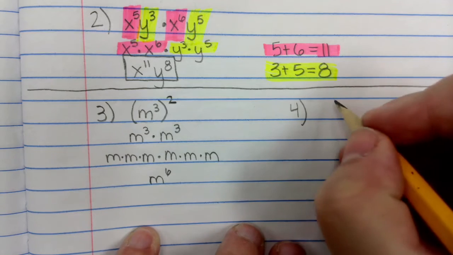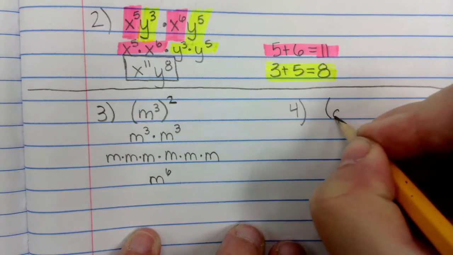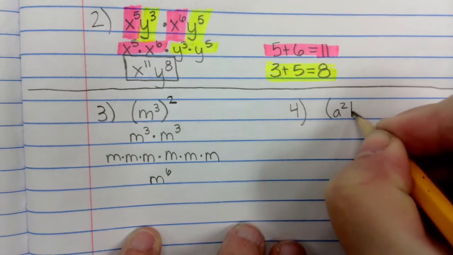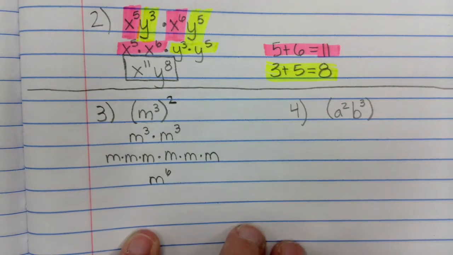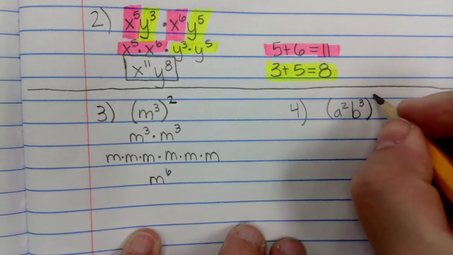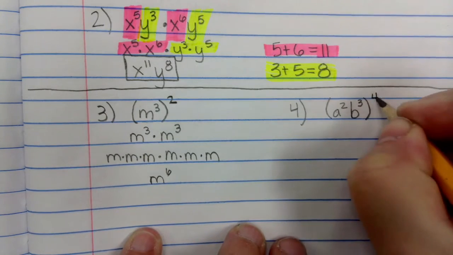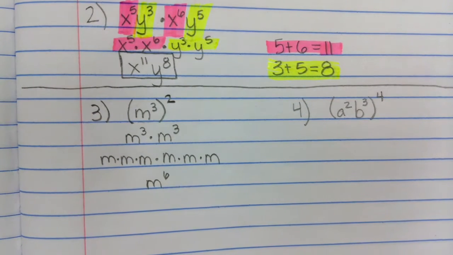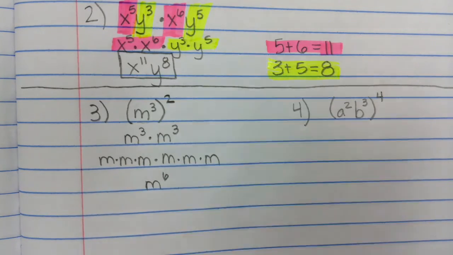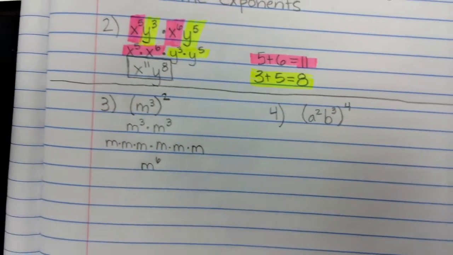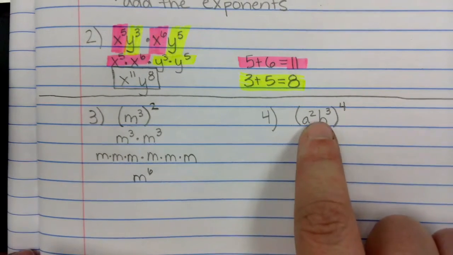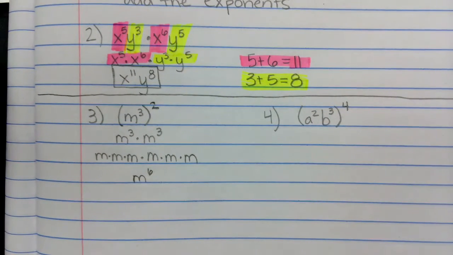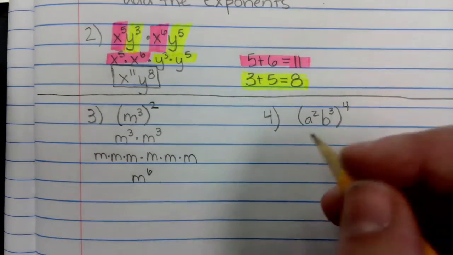All right, in the parentheses, we have a squared, b to the third power, and on the outside we have a 4 to the power of 4. All right, so let's test that idea. Think about if we can use the same idea that we would multiply. I think what I would say is we multiply the inside by the outside. So let's test that.